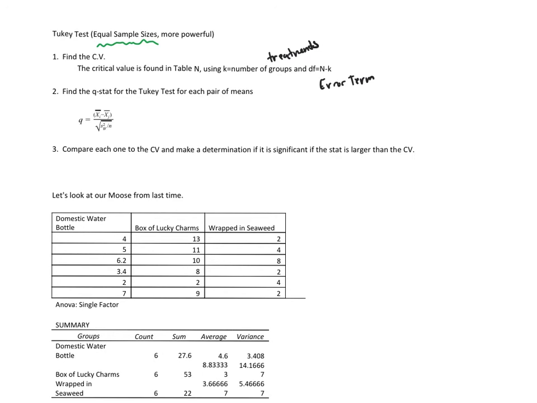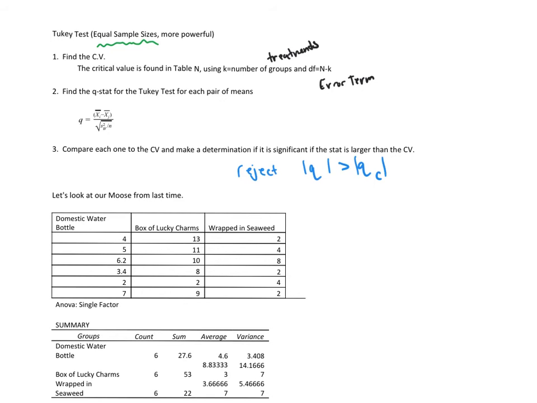So once we have the Q stat and the Q critical, we will reject, same rule, but in this case we reject if the absolute value of Q is greater than Q critical. So a little different in this case. You have to take the absolute value because we really don't take the sign into consideration, because if one is bigger, it's positive. If the other one is bigger, it's negative.